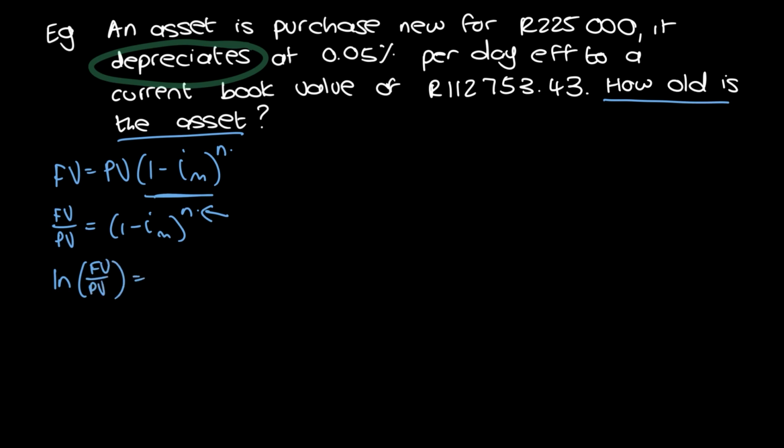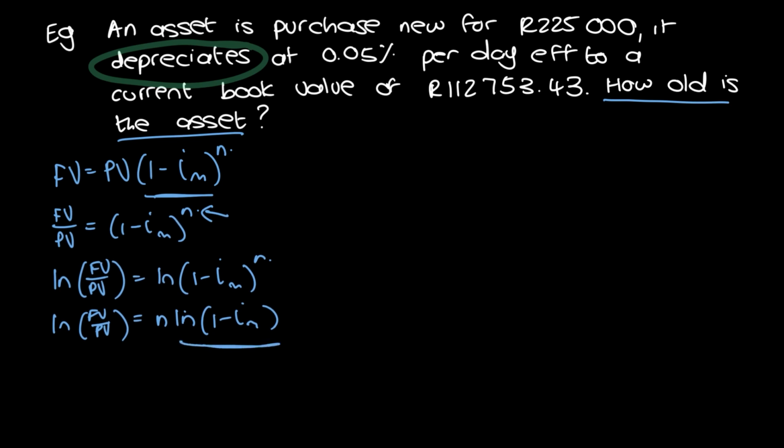ln of FV over PV equals ln of (1 minus i_m) to the n. And the log rules state that the exponent can come to the front. So we have n times ln(1 minus i_m), and then future value over present value, like that. And now we can take this whole term to the other side. So we have ln of future value over present value, divided by ln(1 minus i_m), equal to n.